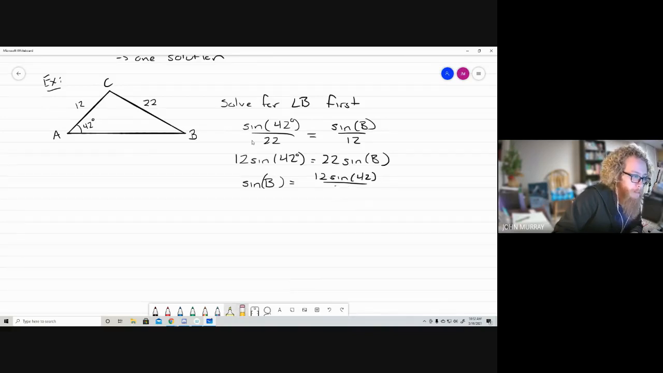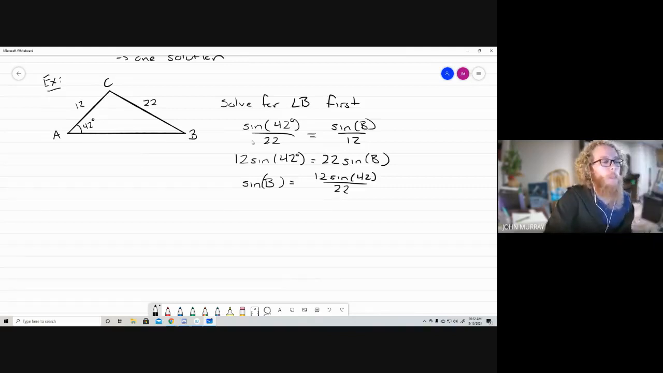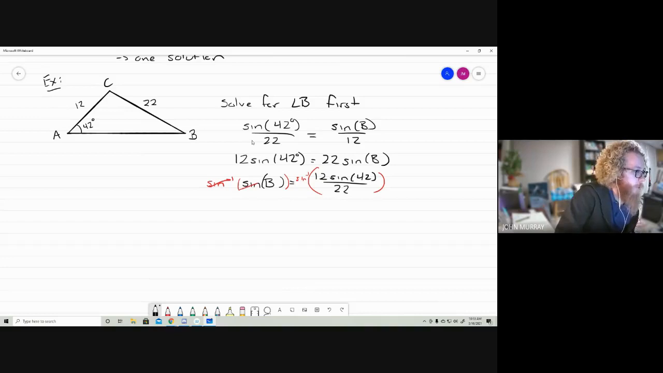Let me fix that. All right, so now I have the sine of B is equal to this 12 sine 42 over 22. So remember, if I want to solve for an angle and I need to get rid of sine, I have to take the inverse sine of both sides. All right, they eliminate each other over there. So I'm left with angle B is equal to the inverse sine of all of this.